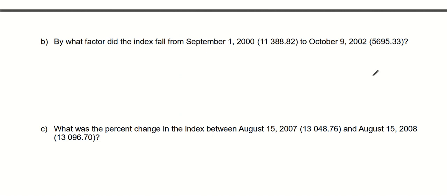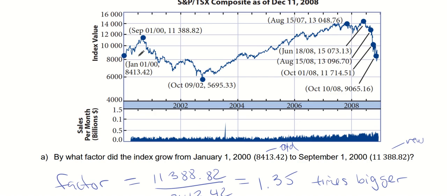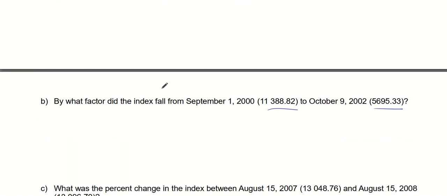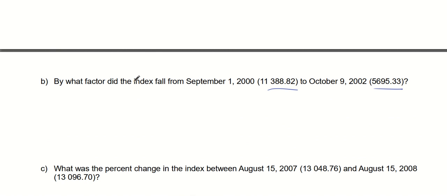And again, to make this simpler, I wrote down the numbers here. By what factor did it fall from September 1st, 2000 to October 9th, 2000? Again, I wrote down the numbers here. And these are index values. They don't actually represent the money. They're just numbers that represent the money, but not the actual money itself. That's what indexes are. They're just numbers that represent something. So, factor.